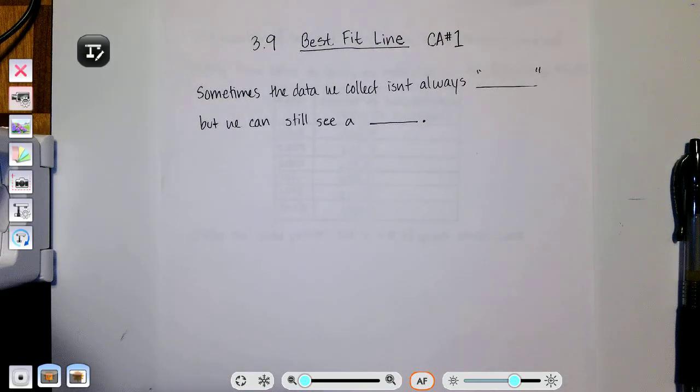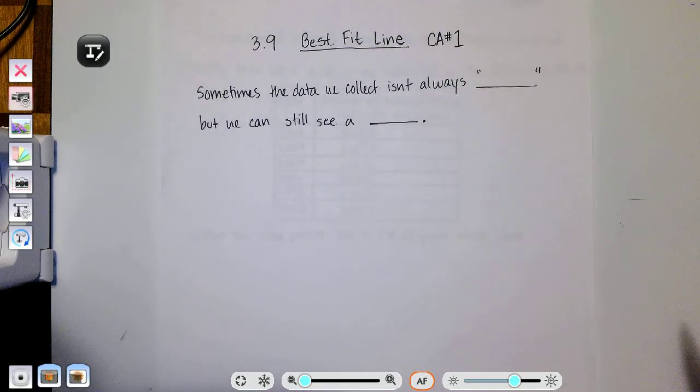All right, so here we are with 3.9 best fit line. So we just have one class activity for this section. Again, best fit line, we're going to be looking at a scatter plot of some data and deciding what kind of a line we can create that gives the best idea of the trend.